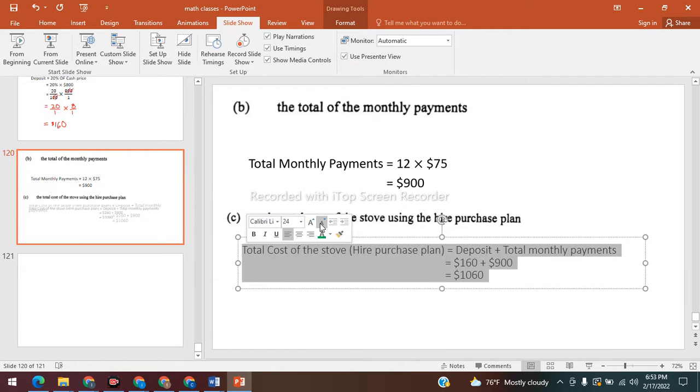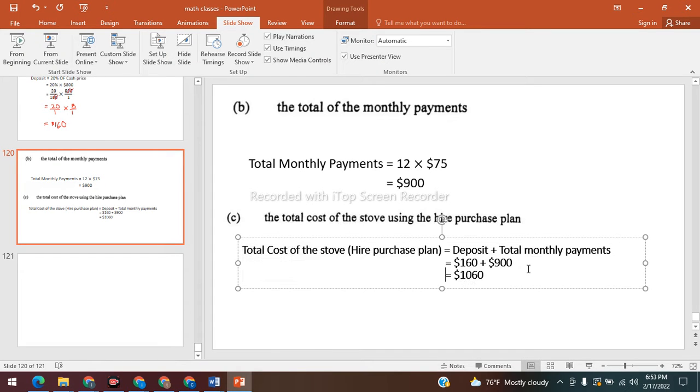Okay, so yeah, it's going to be $1,060. We take the deposit and we add it to the total monthly payments.